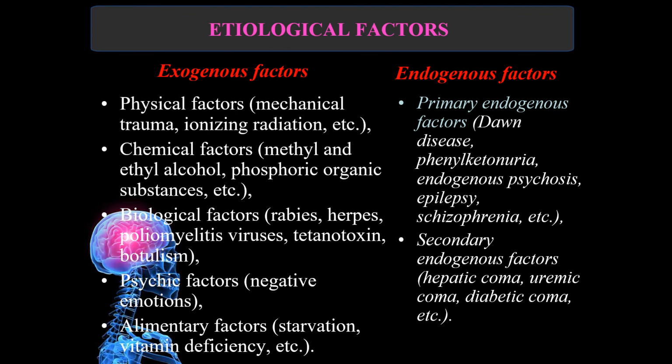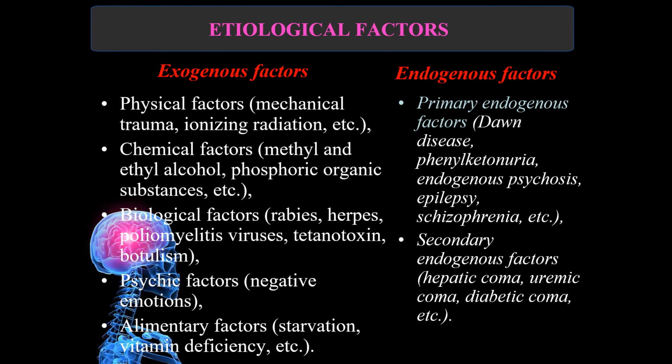Exogenous pathogenic factors include physical factors, for example, mechanical injury, ionizing rays, oxygen deficiency in the air, etc. The chemical factors, for example, alcohol, mercury, carbon monoxide, and others. Biological factors may be rabies, polio, herpes viruses, leprosy, toxins of the botulism, tetanus, and others. Mental factors, stress, negative emotions, and at last it may be the alimentary factors, for example, starvation, vitamin deficiency.